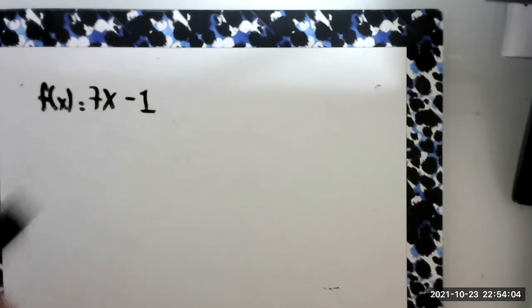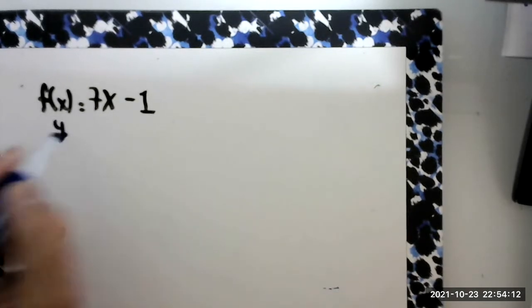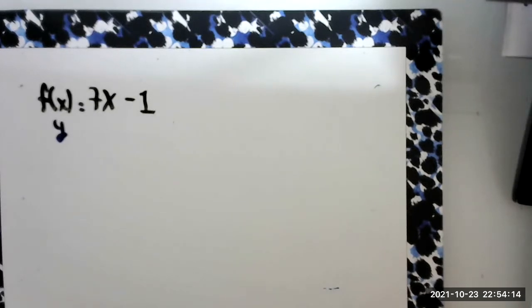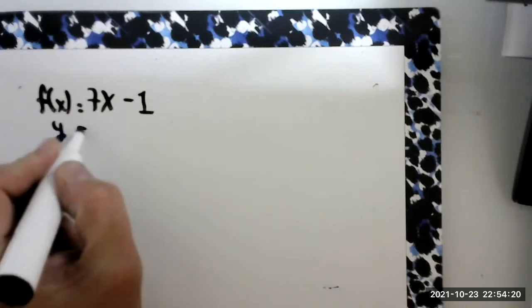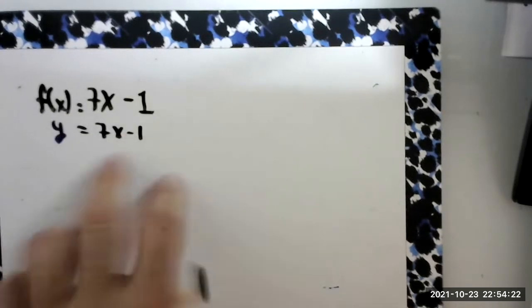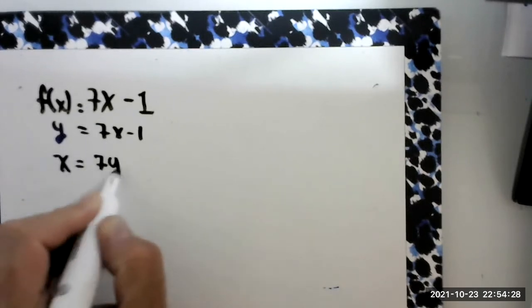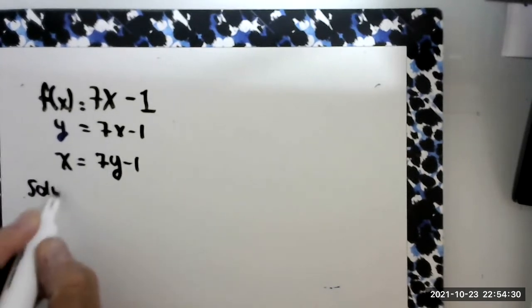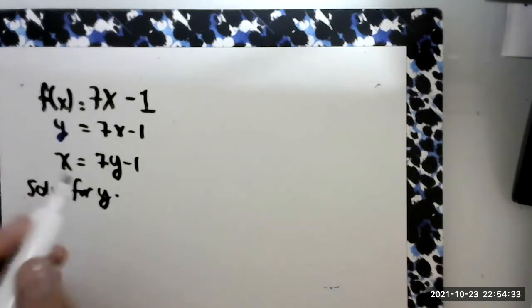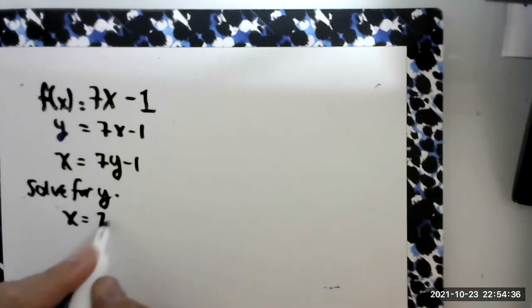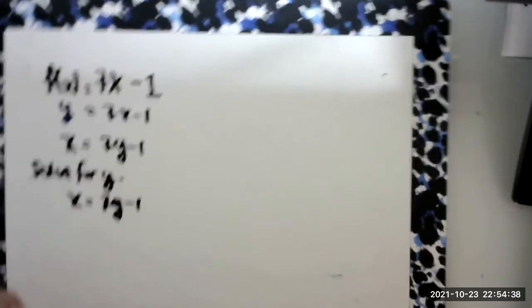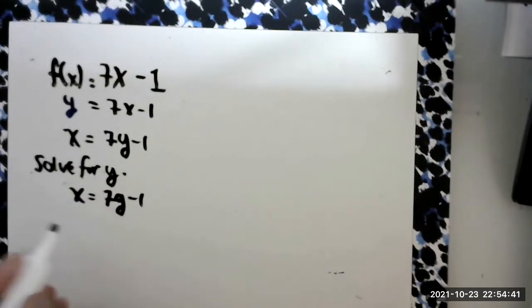f of x equals 7x minus 1. First step we need to do is to replace, well, it's always one-to-one. We're going to replace f of x with y. So y equals 7x minus 1. We'll exchange x and y. So my new equation will be x equals 7y minus 1. Here we need to solve for y. How do I isolate the y in this equation? Now we just simply add 1 and divide by 7.